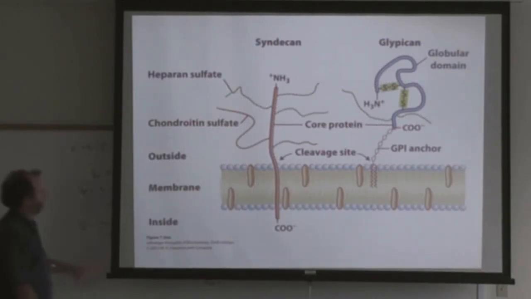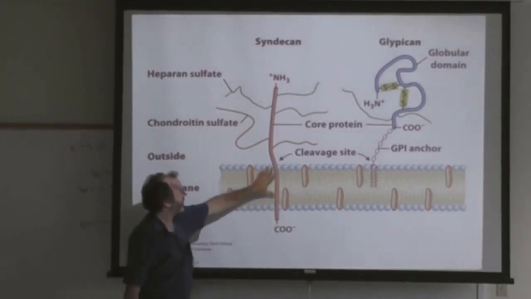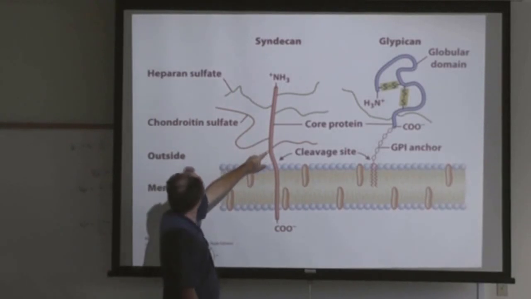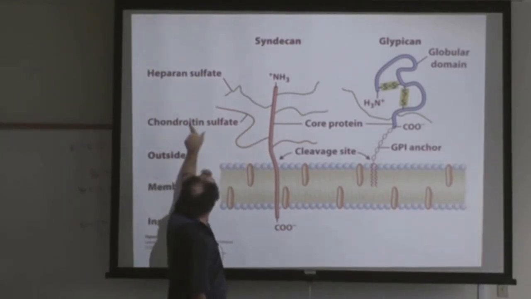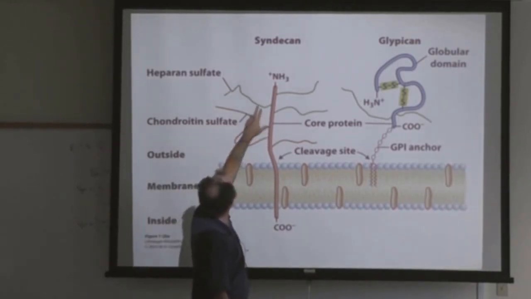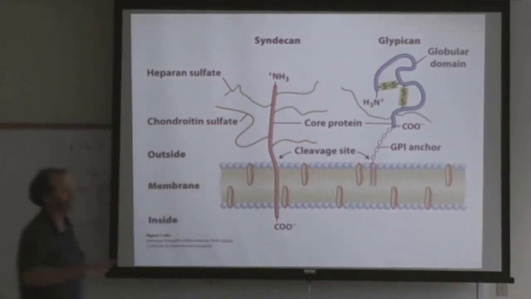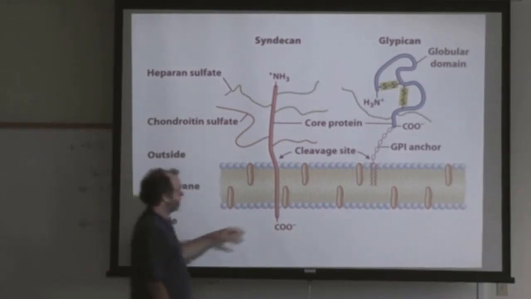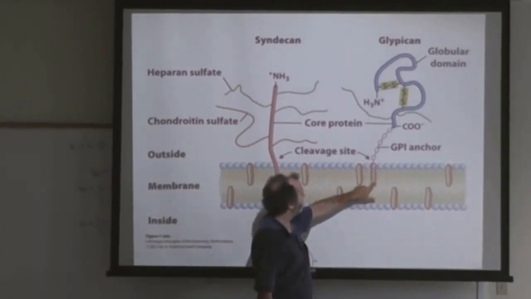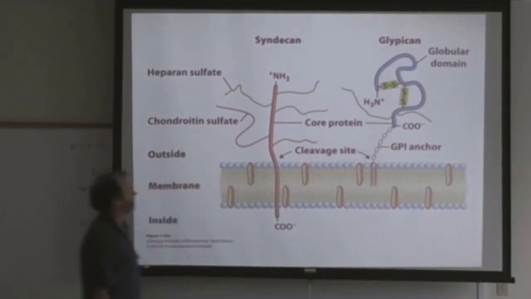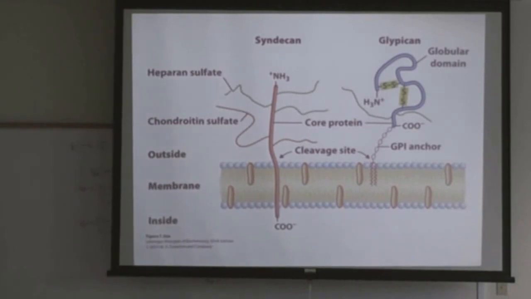So you have the membrane, the C-terminal side of the protein, and a cleavage site, which can interact on the outside. Chondroitin sulfate forms here, and then you have your core protein and heparan sulfate forming the extracellular matrix. Or you could have a GPI anchor, which is attached to a lipid embedded into the membrane, such as glypican in the extracellular domain there.